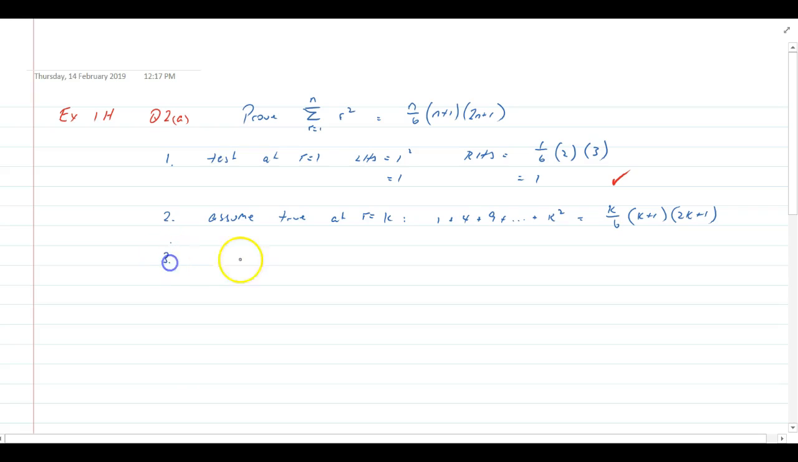Alright, moving on to step 3, now we are proving it true for r equals k plus 1. So we are looking at the same sum all the way to k, but now we're going to bring in k plus 1. And we want to show that it's k plus 1 over 6, just substituting k plus 1 wherever you see k up here. So this will be 2k plus 2 plus 1, which is 2k plus 3.